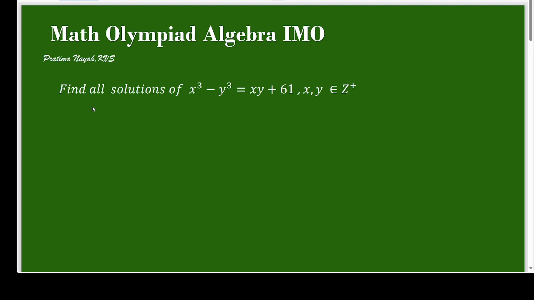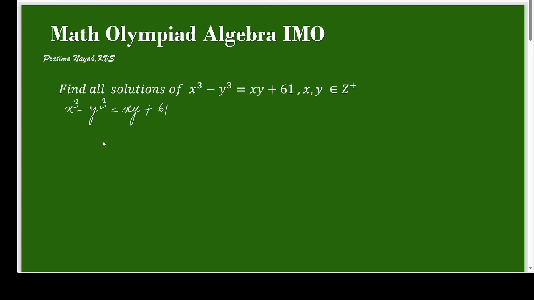Today I'd like to share one algebra question. Find all the solutions of x cube minus y cube is equal to x plus y plus 61, given that x, y are positive integers. When this condition of being positive is given, the question becomes relatively easy.